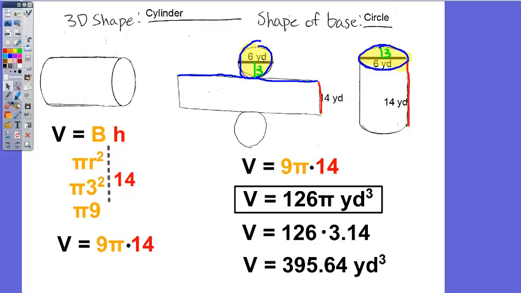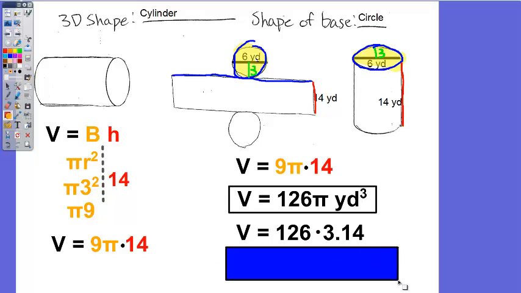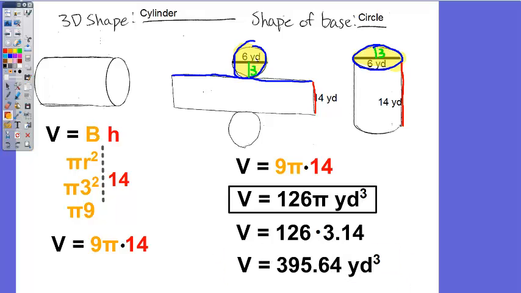So the answer would be 395.64 yards. Notice that I went ahead and made this height red. Unlike on surface area, when we do the slant height, the volume doesn't use the slant height, it uses the actual height, because that's the distance in the middle of the shape, and we're filling up the middle of the shape, not the edges of the shape.